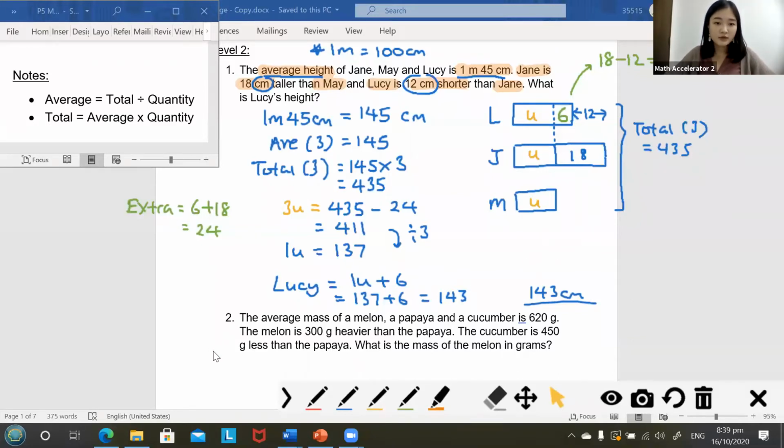Okay, once you're done, look at question 2. Right, try to draw the model again, right, before I show you my model. Okay, go and highlight and underline the keywords as well.